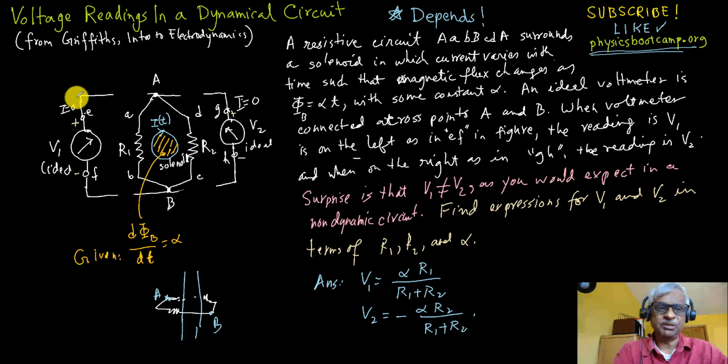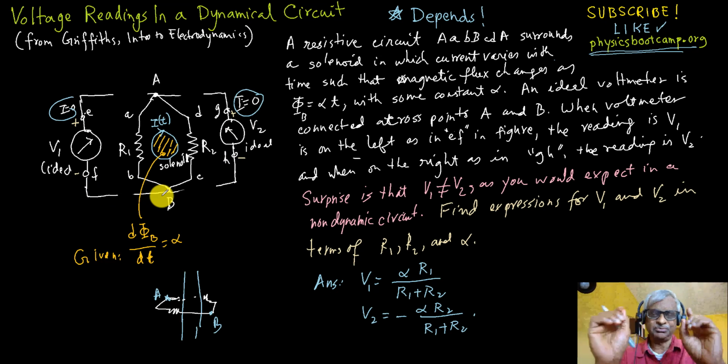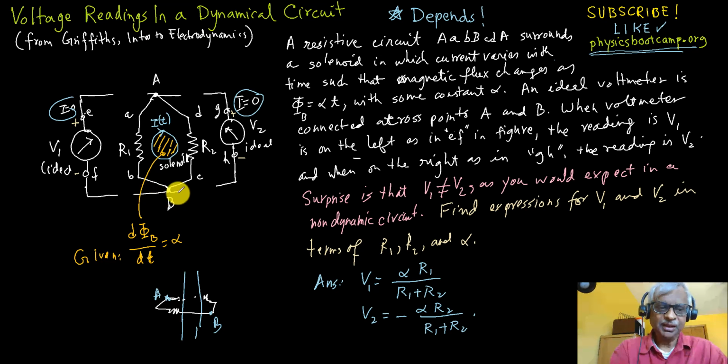Because this voltmeter is going to be ideal, no current will flow through the voltmeter. Of course, a very minuscule amount of current has to flow, but we can ignore that current. We're supposed to find what the reading is when the voltmeter is on this side versus when the voltmeter is on this side.